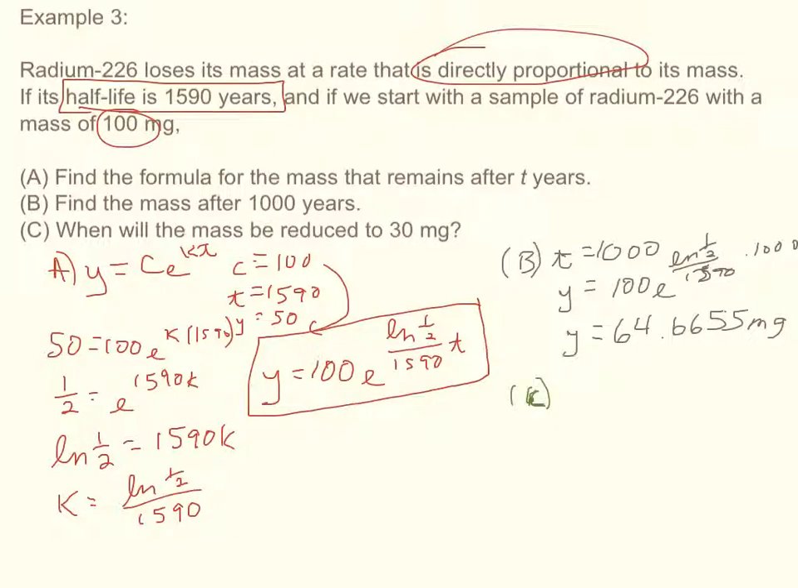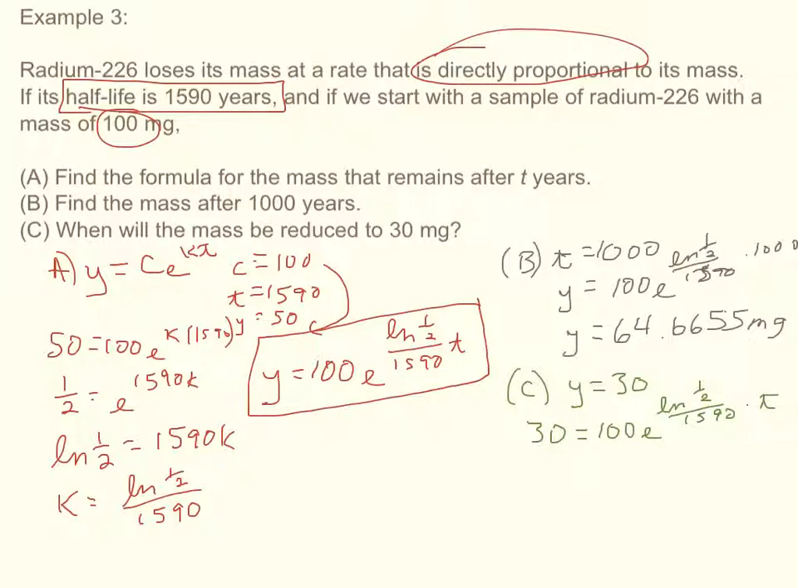All right, having one of those moments. Let's try this again. Part C, not part 6. Where that came from. When will the mass be reduced to 30 milligrams? So that means that y now is 30. So you're going to put that 30 here where y goes, and then fill in the rest of the equation. This is ln of 1/2 over 1590 times t, because we're trying to find when this happens.